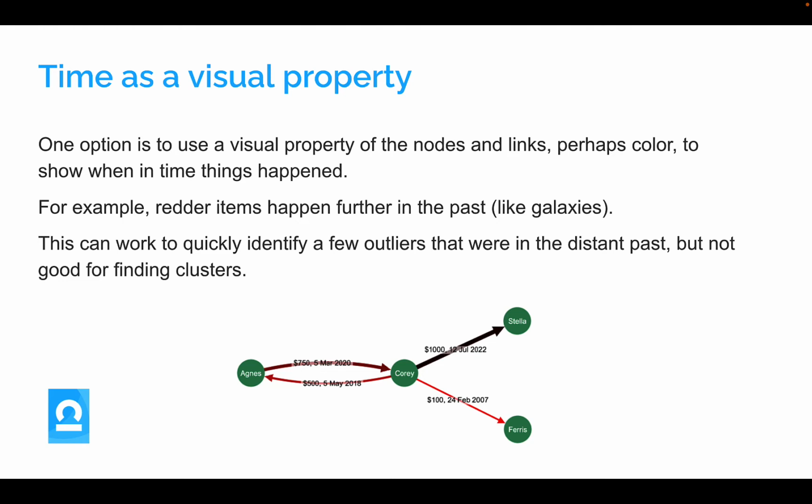This technique can work in certain circumstances, especially if you want to just be able to quickly identify a few outliers. Here are things that happened decades ago. They are bright red, and everything else is a normal shade of black because it's more recent data that we're looking at. But it's not useful to better understand sequence, for example. It's really hard to tell whether something is redder than something else or something like that. So it's not useful in most circumstances.